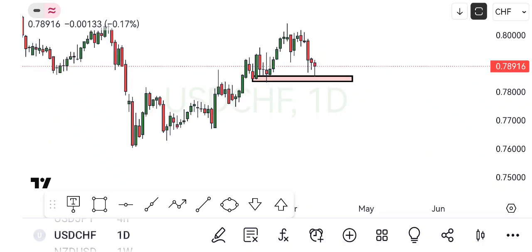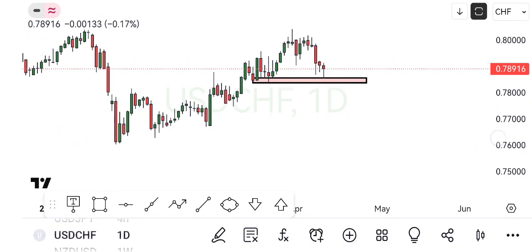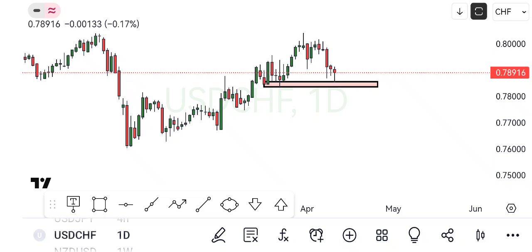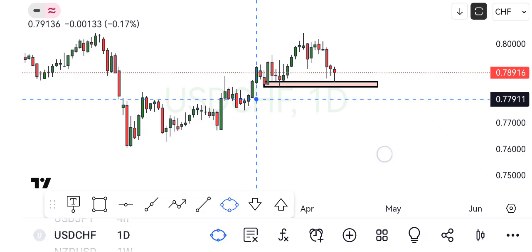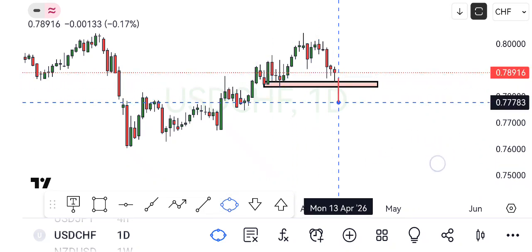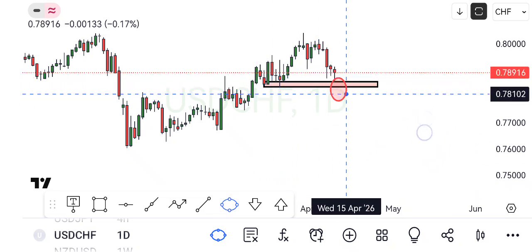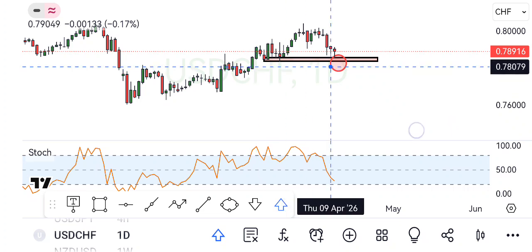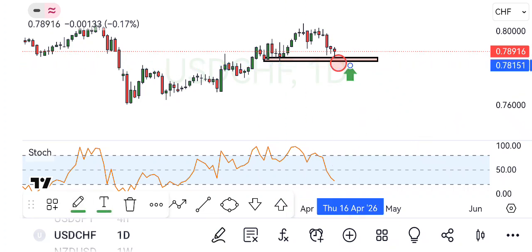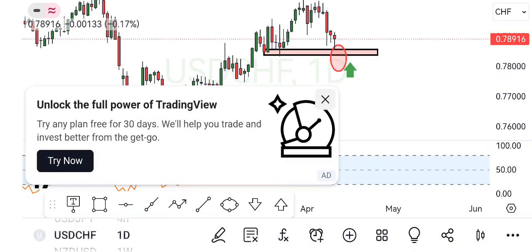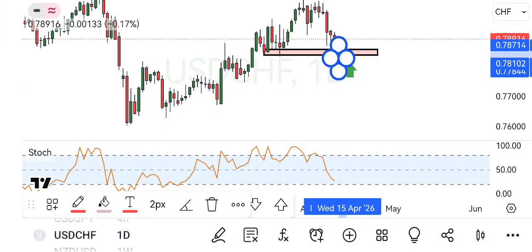And then to confirm whether this area is right for me to enter, I will look for confirmations. For example, one, I will look for a bullish candlestick right here, to indicate to me that indeed the price is starting to be rejected. But bear in mind, I will not be buying from daily. I will go down to H4.